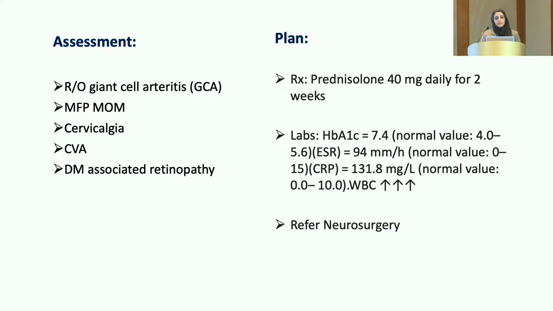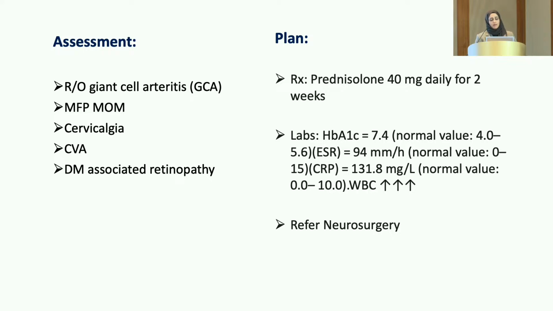So our assessment, now that we did a good history taking and clinical examination with the patient, is to rule out a serious condition with a serious complication called giant cell arthritis. We also want to, of course, the patient has a myofascial pain because he has tenderness of the muscles of mastication, cervicalgia, he has neck pain, and also we want to rule out strokes, cerebrovascular accident, and because of the patient's history of diabetes, we want to rule out retinopathy causing the visual changes.